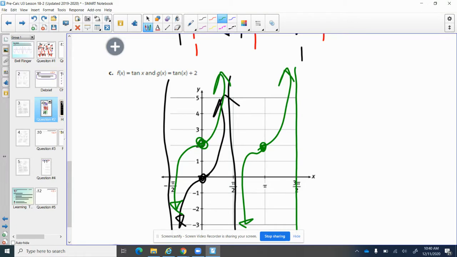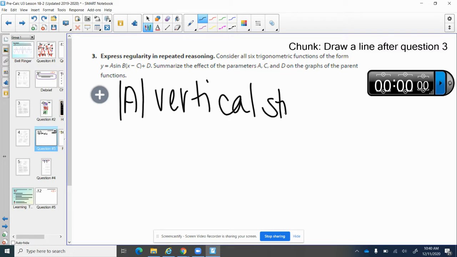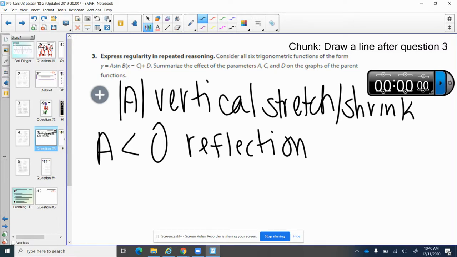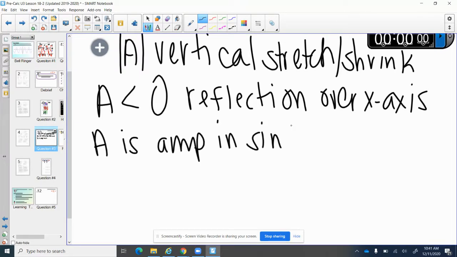Now, our parameters are not really changing, compared to sine and cosine. The absolute value of A is still talking about that vertical stretch or shrink. And if there's a negative out front, that affects whether there is a reflection over the x-axis or not. Now, one thing to be careful of, though: A is for the amplitude in sine and cosine only.